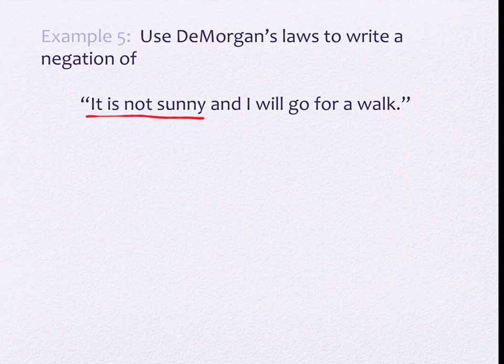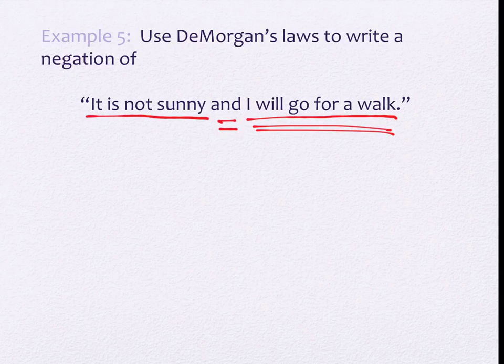The first component is it is not sunny. When we negate it, we're going to do what you suggested. What's the second component? It's going to have to change. That's the third. I will go for a walk. And. So we've got three components. I've underlined them respectively. We're going to have to change all three of them to use De Morgan's laws correctly to change this to the negation of the statement.